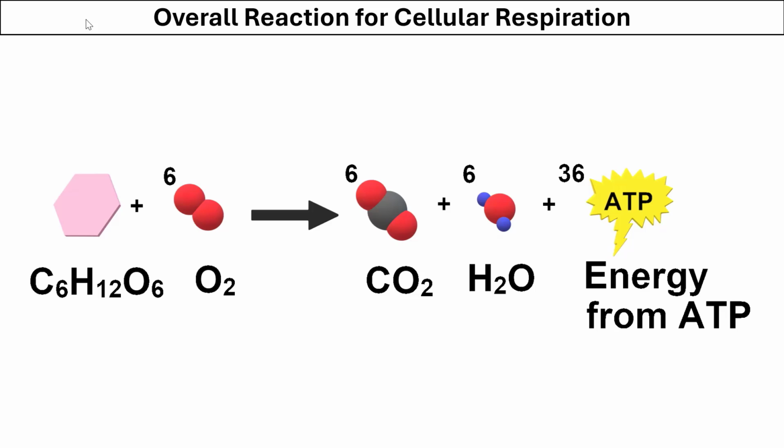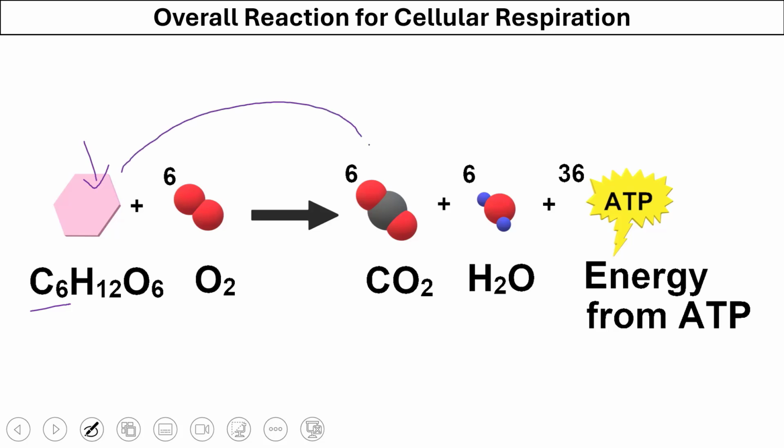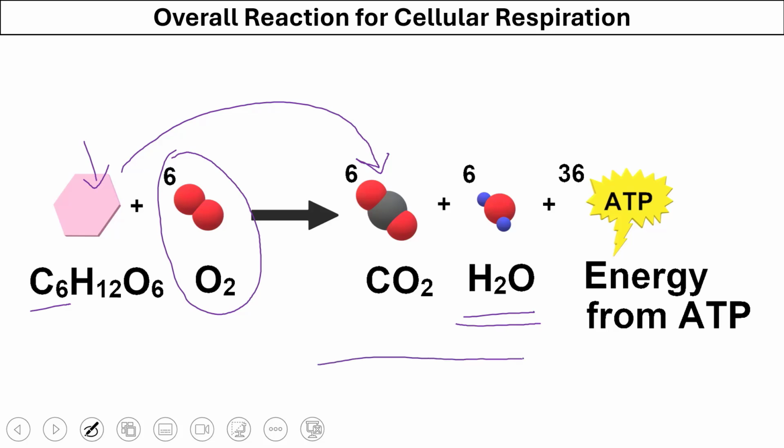Let's have a look at the chemical reaction behind cellular respiration. So this is a molecule of glucose, that is a 6-carbon compound. Through this chemical reaction, these 6 carbon atoms are released as 6 molecules of carbon dioxide. This reaction requires oxygen and water is produced as a byproduct. This process leads to the release of energy in the form of ATP.